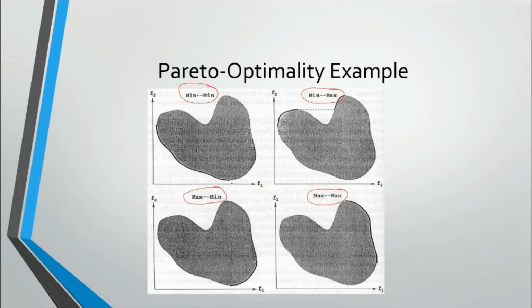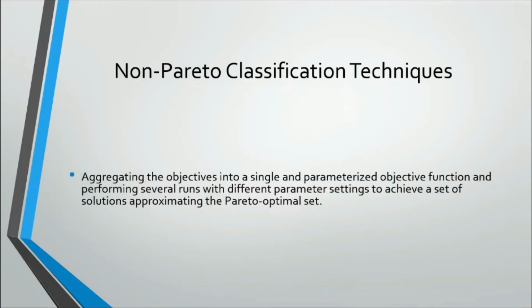If both are minimization, the Pareto front will be here, the dark curve that is representing the min-min Pareto optimal condition. In the case of the min-max condition, it will be these two curves that form the min-max Pareto optimal front. The max-min Pareto optimal front will be here, and the max-max Pareto optimal front will be here. So these are the different Pareto optimal conditions in the case of two objective functions.